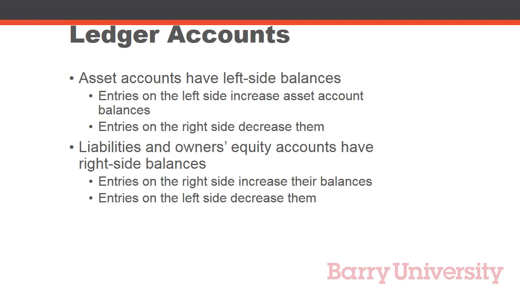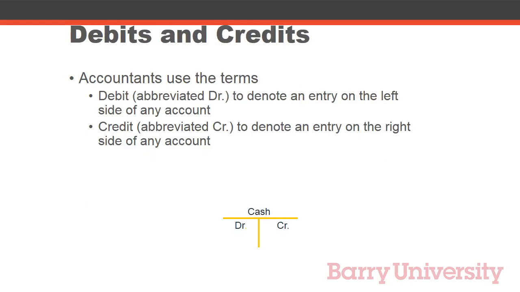Assets have left side balances. Entries on the left side increase asset account balances. Entries on the right side decrease them. Liabilities and owners' equity accounts have right side balances. Entries on the right side increase their balances. Entries on the left side decrease them. Debits denote an entry on the left side of any account. Credits denote an entry on the right side of any account.